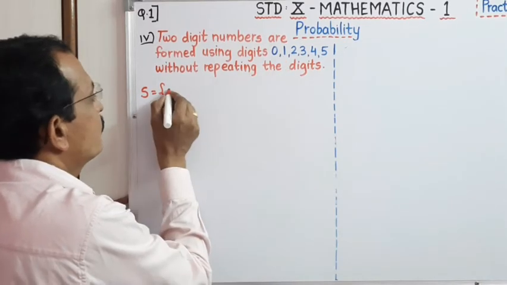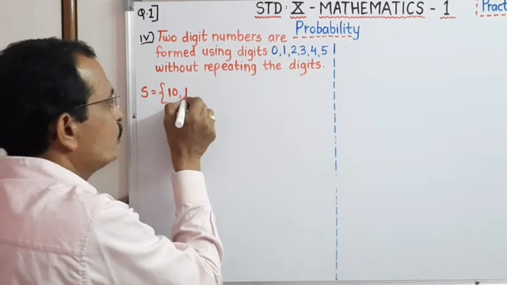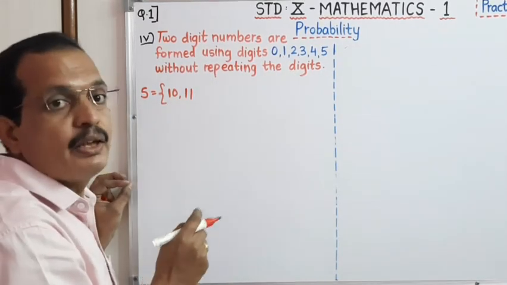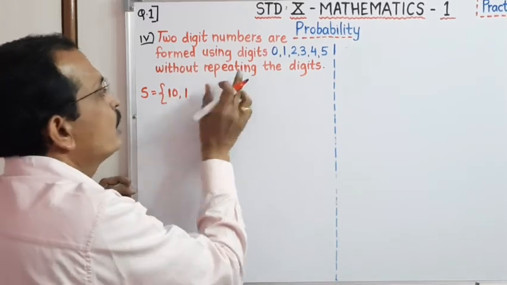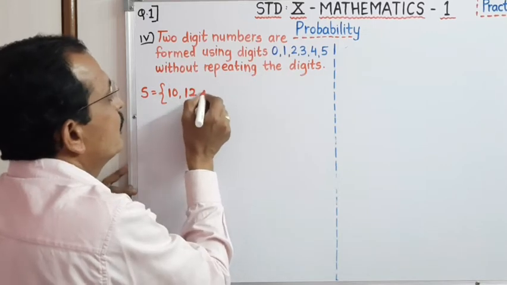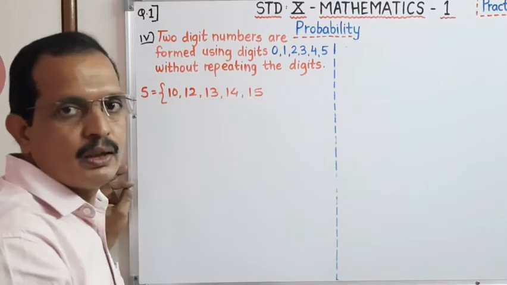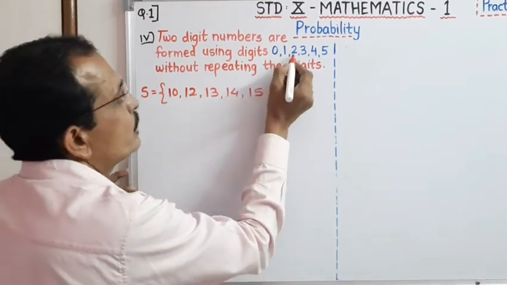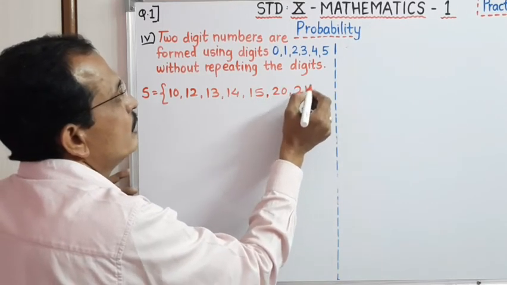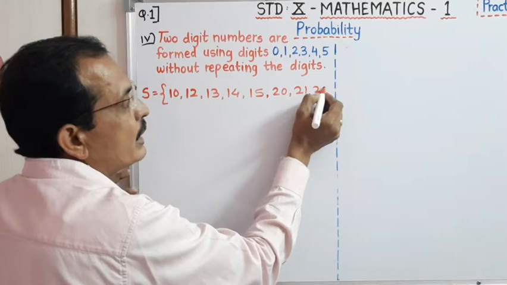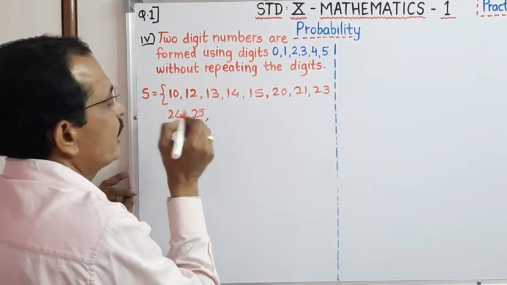1 with 0, therefore we write here 10. 1 with 1, then it is 11. Repetition of digits is there, therefore we can't take 11. Then we have to go 1 with 2, then 1 with 3, 1 with 4 and 1 with 5. Then after that we have to start with 2. 2 with 0, 2 with 1, 2 with 2 is there but we can't take. 2 with 3, 2 with 4 and 2 with 5.